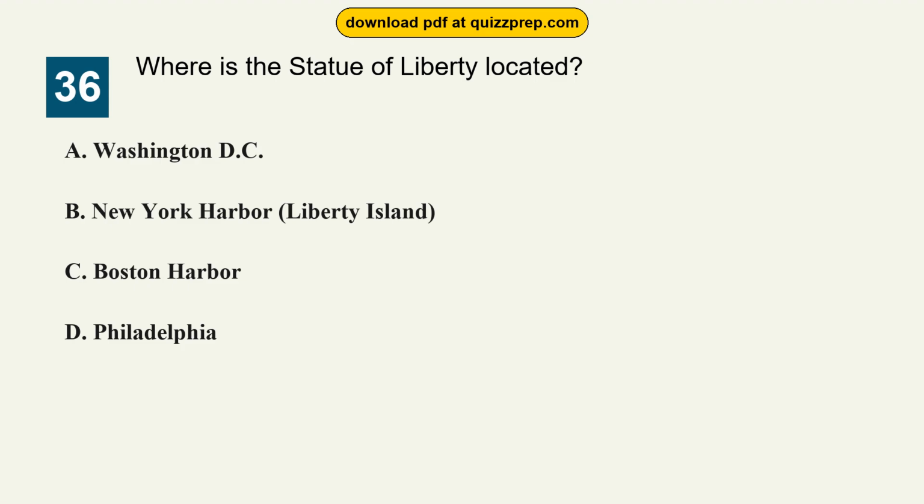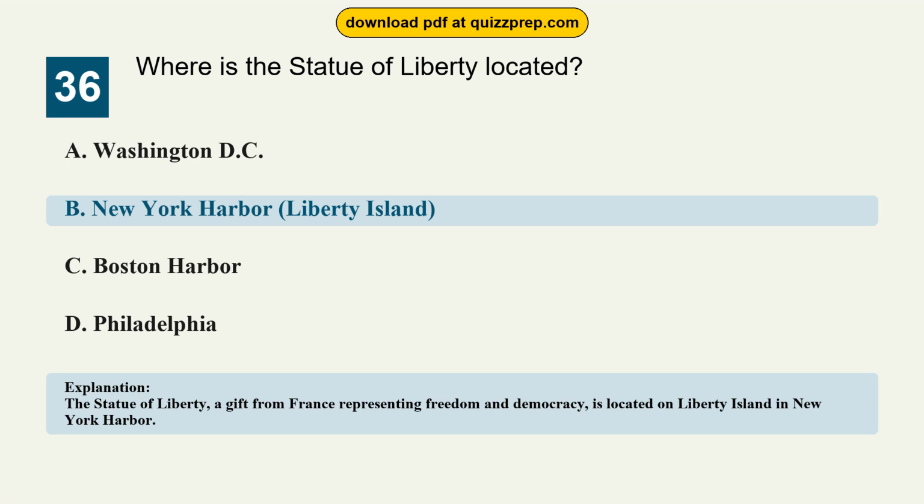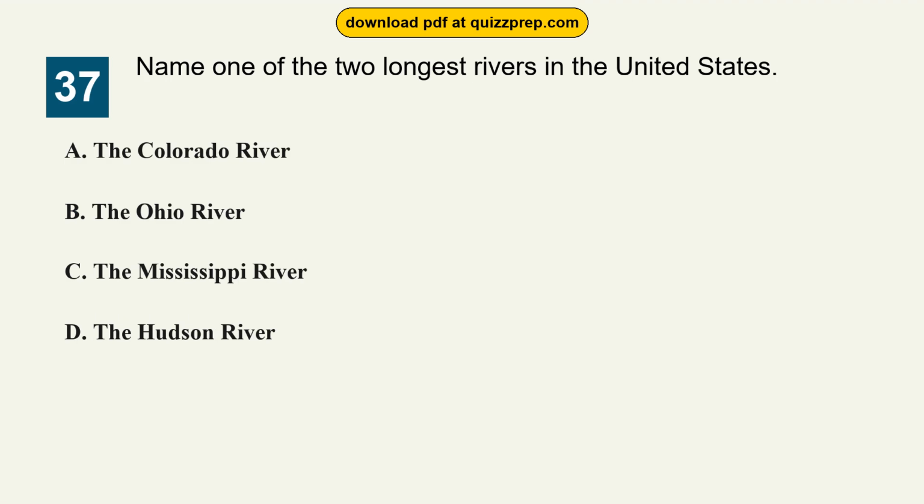Question 36. Where is the Statue of Liberty located? Option A, Washington, D.C. Option B, New York Harbor, Liberty Island. Option C, Boston Harbor. Option D, Philadelphia. The correct answer is option B, New York Harbor, Liberty Island. The Statue of Liberty, a gift from France representing freedom and democracy, is located on Liberty Island in New York Harbor. Question 37. Name one of the two longest rivers in the United States. Option A, the Colorado River.